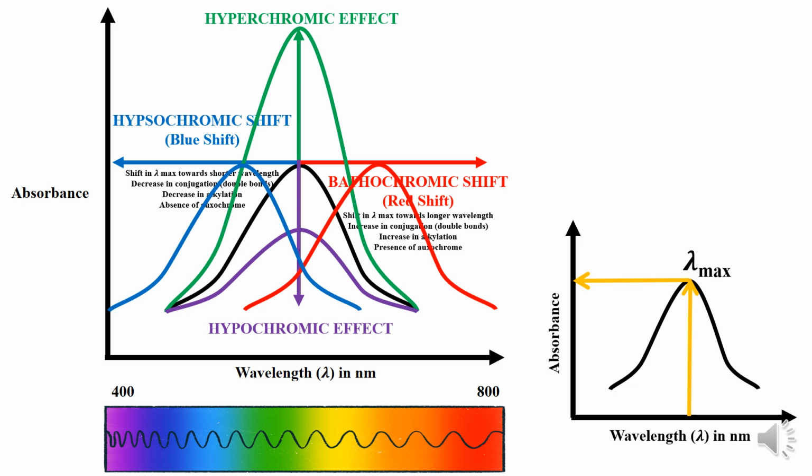While in case of bathochromic shift and hypsochromic shift, you can see that there is a shift in lambda max either towards the longer wavelength or towards the shorter wavelength. So in case of hyperchromic and hypochromic effect, the lambda max remains one and the same, while in case of hypsochromic shift and bathochromic shift, the lambda max value changes. And how and why the lambda max value changes in case of bathochromic and hypsochromic shift will be discussed in detail later on in the video.